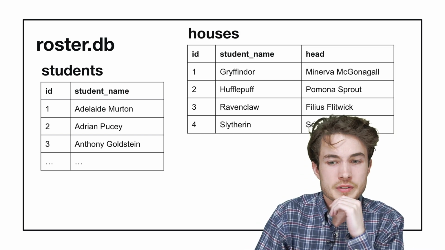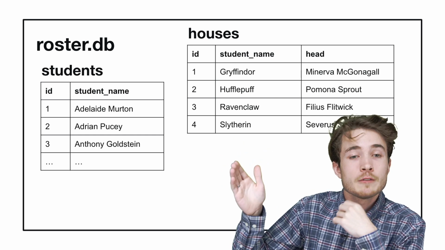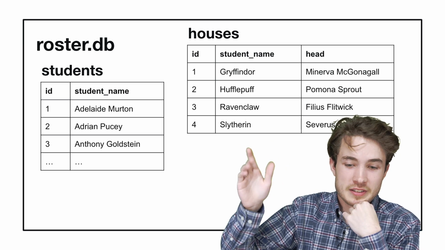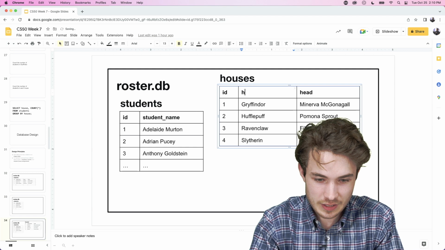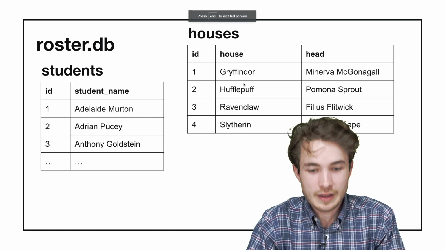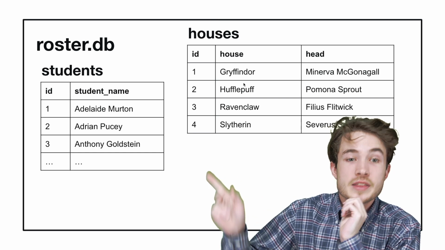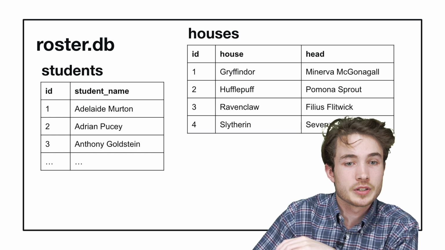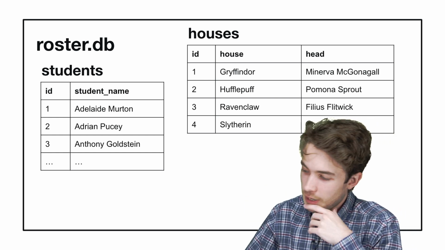We'll call it houses. And notice how in this table called houses, we have some new IDs for each of these houses. But now we have, in this case, it's called student name. Let me fix that. That should be house in this case. House called Gryffindor, Hufflepuff, Ravenclaw, and Slytherin. And then the head of that house, like Minerva, Pomona, Phileas, and Severus. So we now have our own separate table for houses.